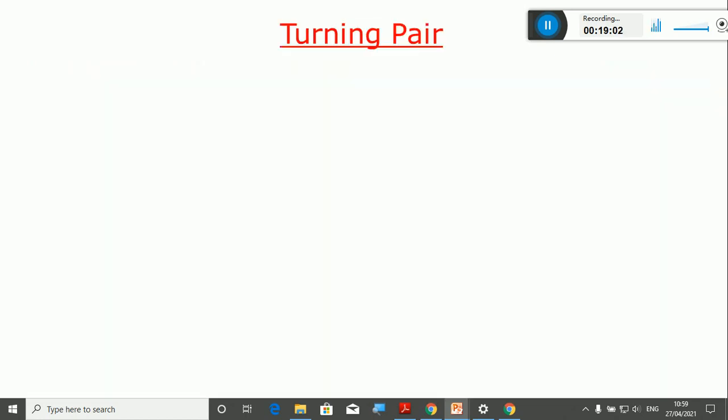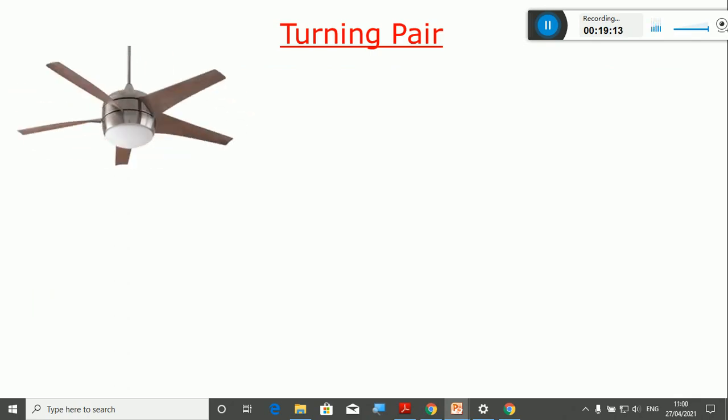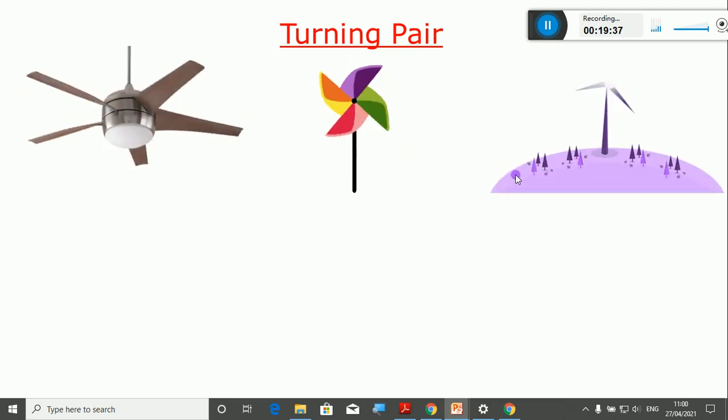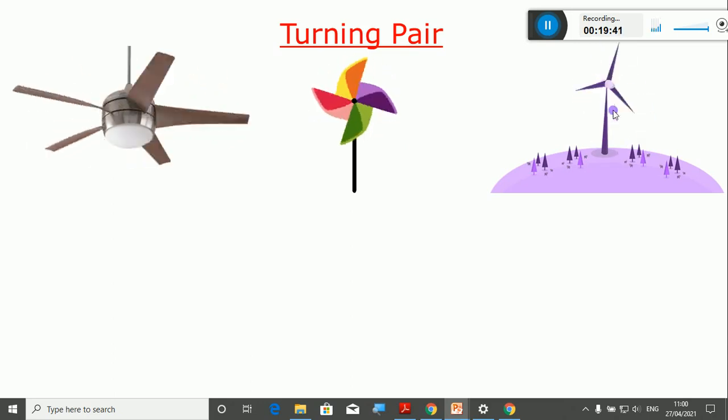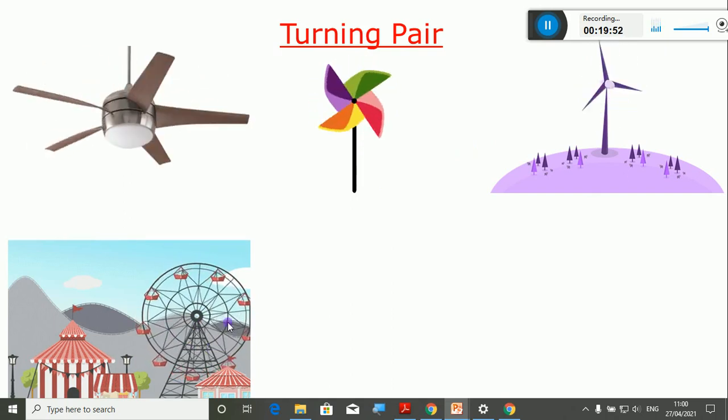Okay, the second classification under the first criteria is a turning pair. You can give the example of a fan which is going to rotate with respect to the ceiling. With respect to the roof, the fan is having a rotary motion. So it cannot move up and down, it can only have a rotary motion. I can call this link a turning pair. Okay, then this is also a windmill type of craft, a paper craft you can say. So it is also having a rotary motion, and this is also a windmill. Windmill is having a rotary motion, correct? And this is also an example of a turning pair.